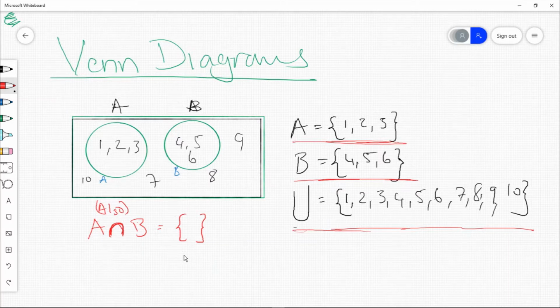However, if we are to find A union B, remember we just add all the elements in A, which are 1 2 3, and all the elements in B, 4 5 6, so it will be this.